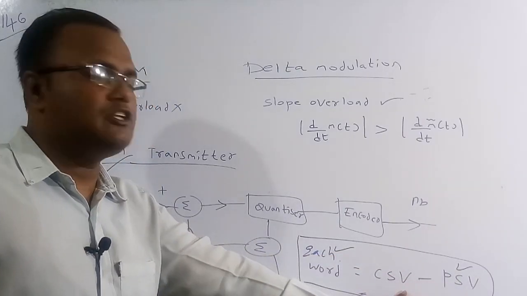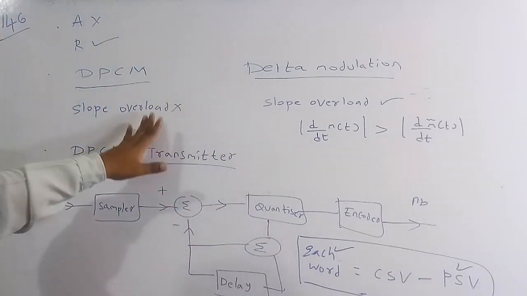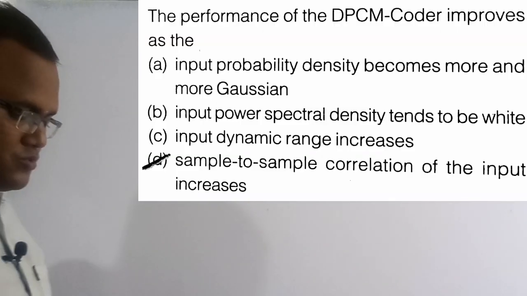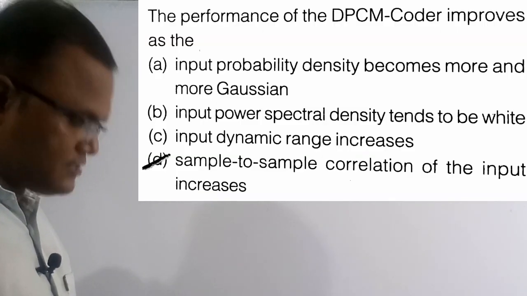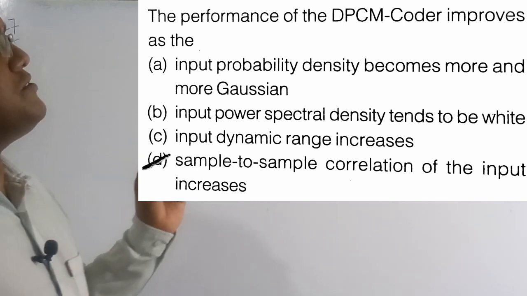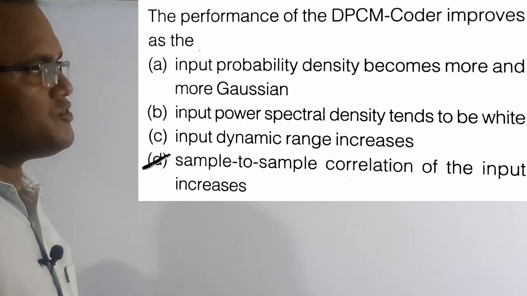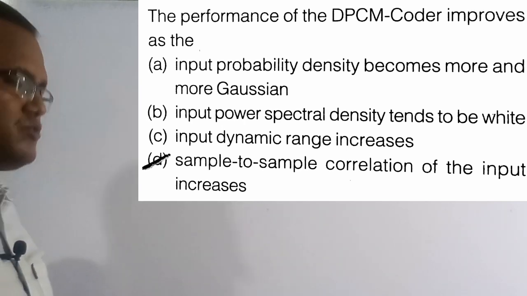So because of this reason only, the reason is correct and the assertion is wrong. So now we are going to solve the 147th question. See the question here. The performance of the differential pulse code modulation coder improves as the... So here the performance of the differential pulse code modulation is going to improve under what condition? Out of the four options, option D is the correct solution of this question.